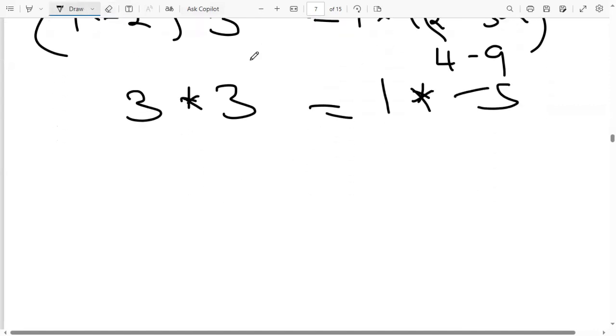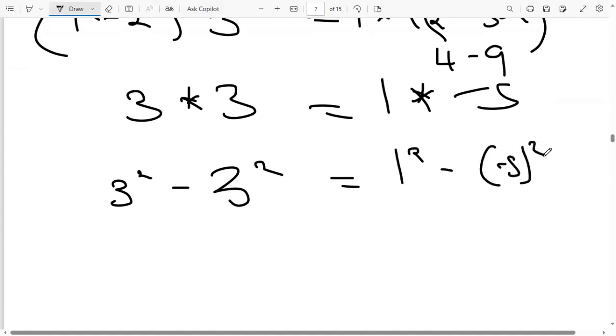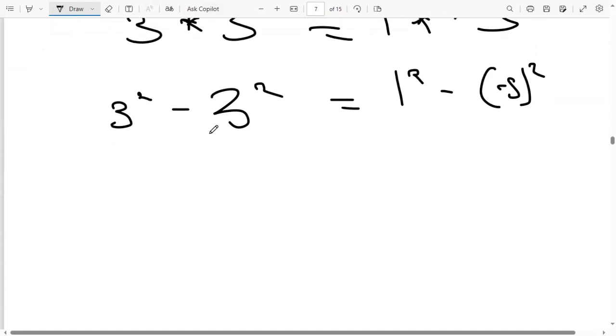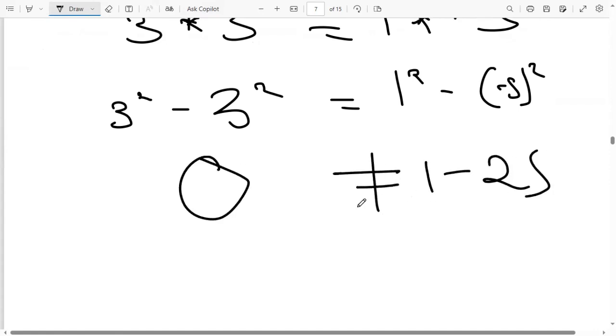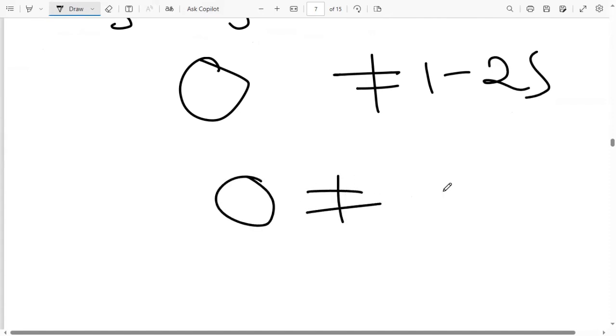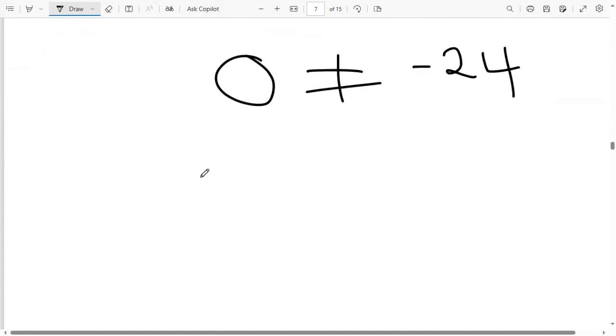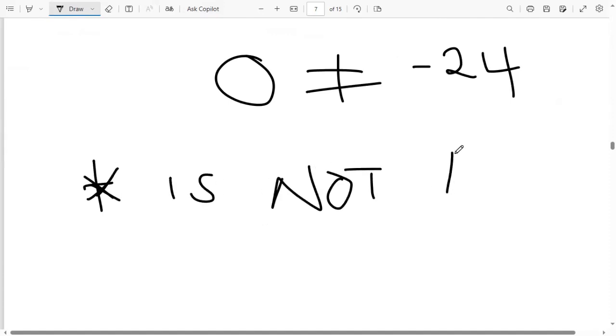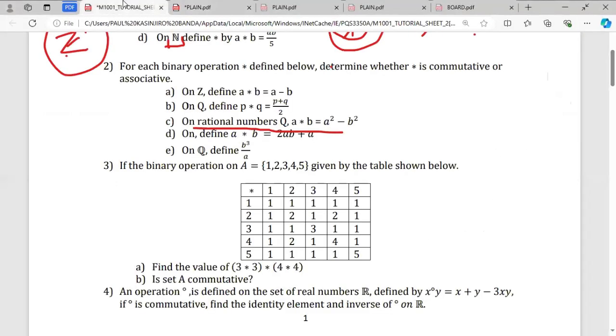Okay, so let's apply the operation on these two. This will be (minus 3) squared minus 3 squared. You can see that this will give us a 0. And then here it will be 1 squared minus (minus 5) squared. So here I get a 0, and we see that 0 is not equal to 1 minus 25. So here we have 0 is not actually equal to minus 24. Okay, so it means that that operation there is not associative.